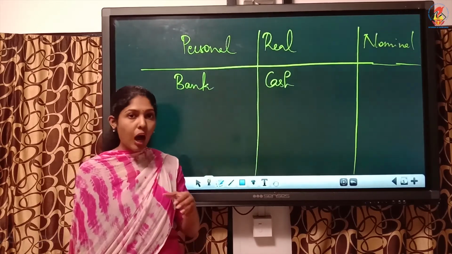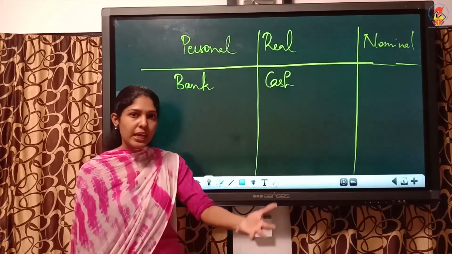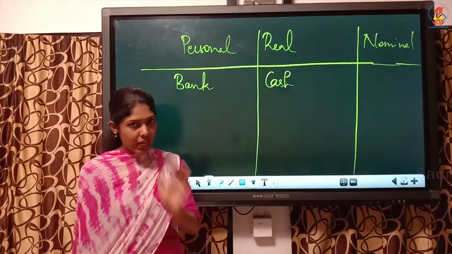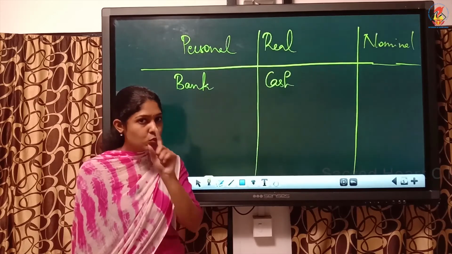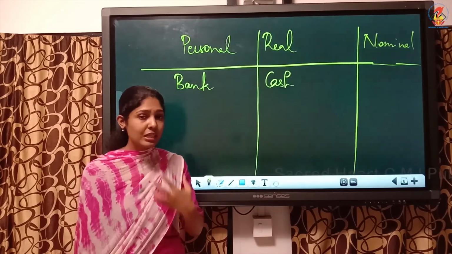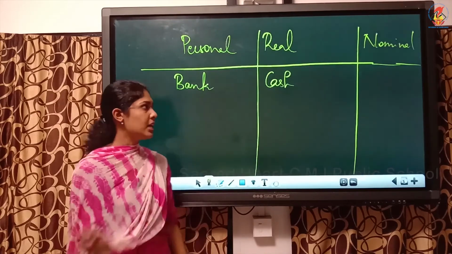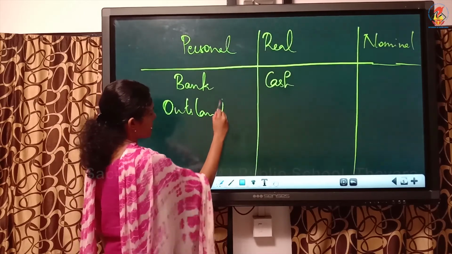Then third one, outstanding salary. Salary which we have to pay. That means not yet paid. That is payable. So it is a liability. Where will you write that? Outstanding rent we discussed. Where did we discuss that? It is under that representative personal. So outstanding salary will come under personal.